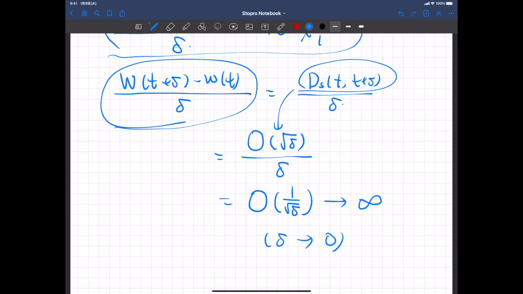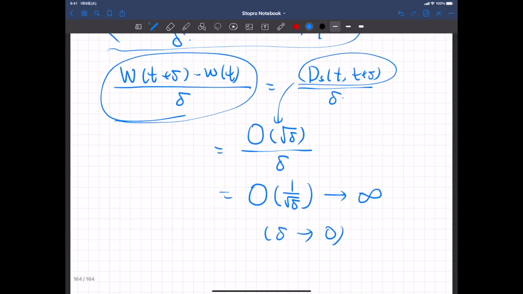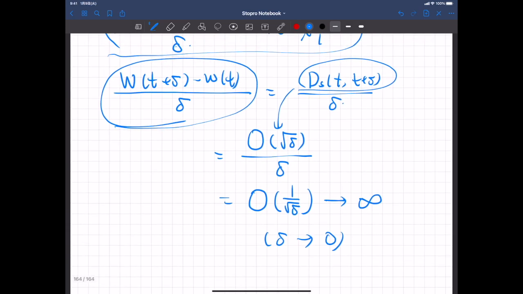But still, it is continuous. Okay, it is continuous in the sense that it is almost surely continuous. Okay, the probability that this is continuous is 1. But still, it's not differentiable anywhere. So this is a very strange property of the Brownian motion. That's why we cannot apply standard calculus.